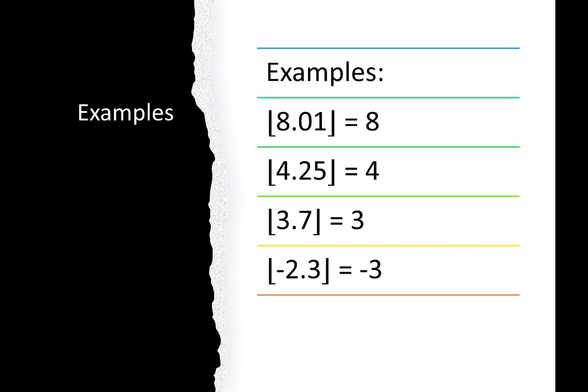The floor of 8.01 is 8. The floor of 4.25 is 4. The floor of 3.7 is 3. So even though it's over that 0.5, remember you're going down, which goes to 3.